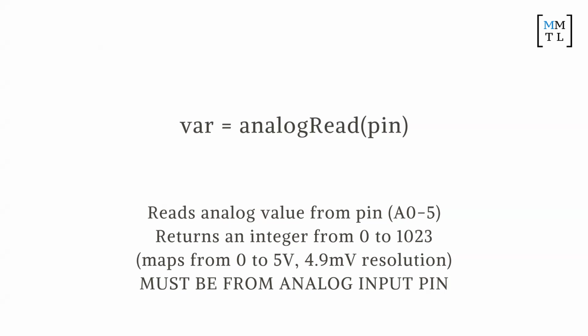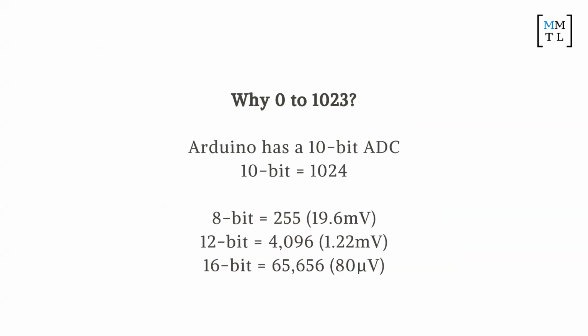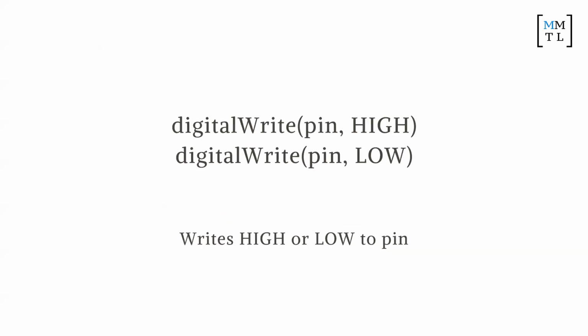Recall that it must be from an analog input pin. If you try an analog read from a digital pin, the function is going to break. Now, why 10-bit, giving 0 to 1024? You might also see 8-bit, 12-bit, and 16-bit ADCs around, which means that you have 0 to 255, 12 bits is about 4,000, and 16-bit is about 65,000. This is the resolution you get depending on what you buy. Obviously, this is a lot more expensive, because you're getting a very, very high resolution, at the level of microvolts when you're dealing with the analog to digital converter.